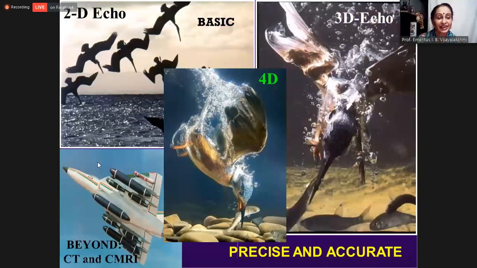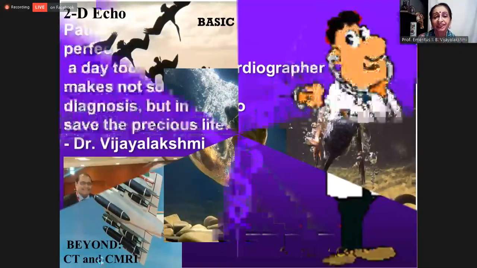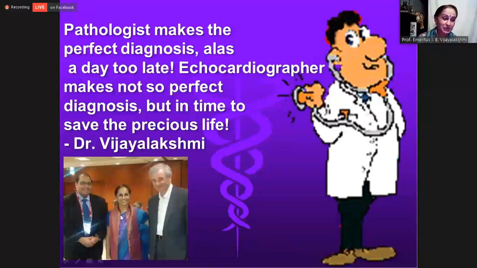Now with the CT, it is like the guided missiles, very accurate and very precise, and the errors are much less. So here are the two fathers, that is Navin C. Nanda and Pigan Bom. And here I would like to say that the pathologists make the perfect diagnosis, alas, too late. The echocardiographer makes a not so perfect diagnosis, but in time to save the precious life.